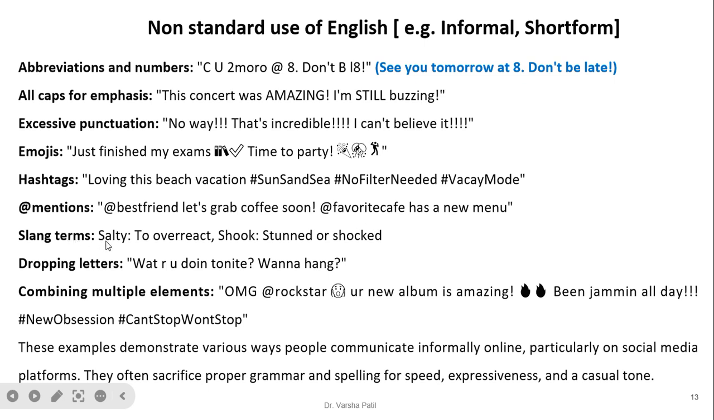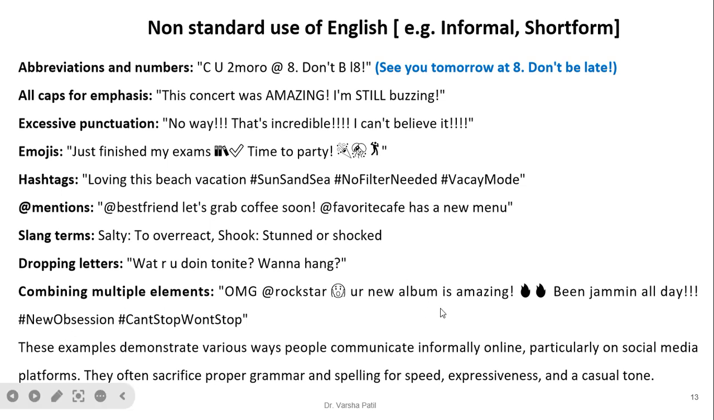Slang terms. Here, various types are there, but I will explain in very simple terms. That is, salty, meaning to overreact, and shook, meaning stunned or shocked. Dropping letters. What you doing tonight? Do you want to hang? We can understand this, but it is difficult for a machine to understand such types of words. Combining multiple elements. Oh my god, at Rockstar.